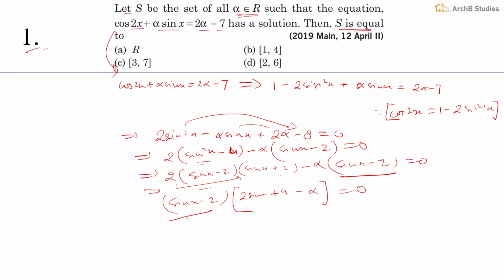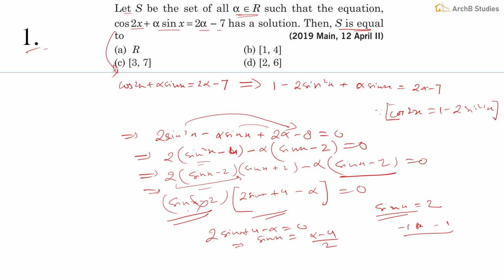Now over here this can be 0 or this can be 0, but this is impossible because sin x cannot be 2. Okay, why? Because the value of sin ranges from minus 1 to 1. So it cannot be 2, so this you cannot take. In this one we will have 2 sin x plus 4 minus alpha equal to 0. So sin x will be alpha minus 4 upon 2.